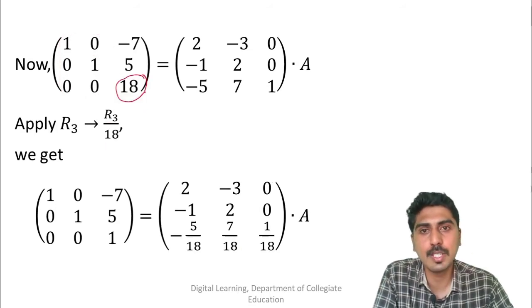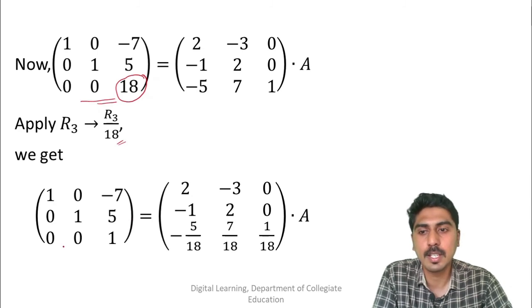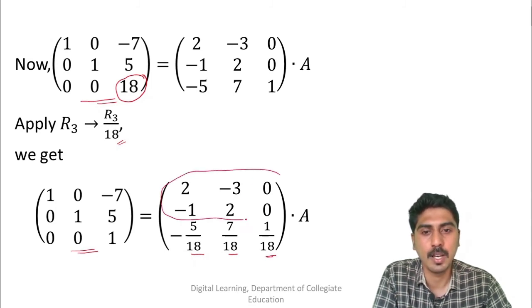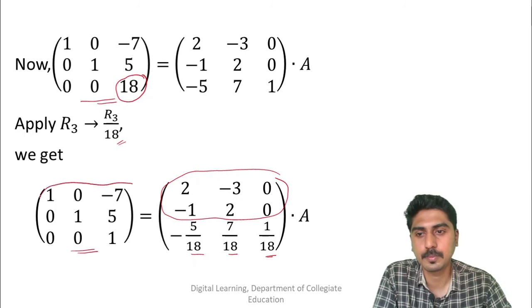Next step is to make this term equal to 1. Here there is no other way, we have to divide R3 by 18. So I apply the transformation R3 changes to R3 by 18. So I get 0 0 1 here, minus 5 by 18, 7 by 18, 1 by 18 here, and the other two rows are unchanged.